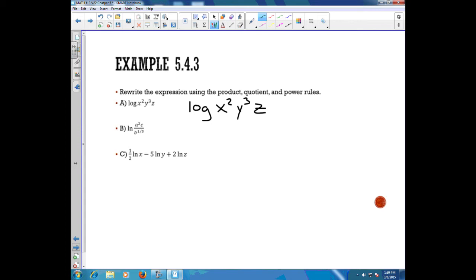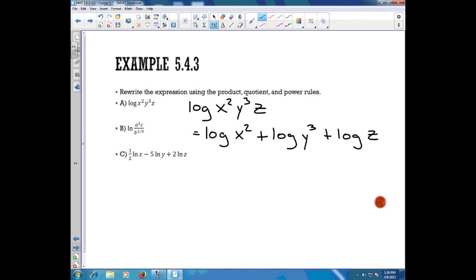So this is the log of a product. We've got 3 things multiplied together. So let's first rewrite it using the product rule. We're going to expand this and say the log of x squared plus the log of y cubed plus the log of z.